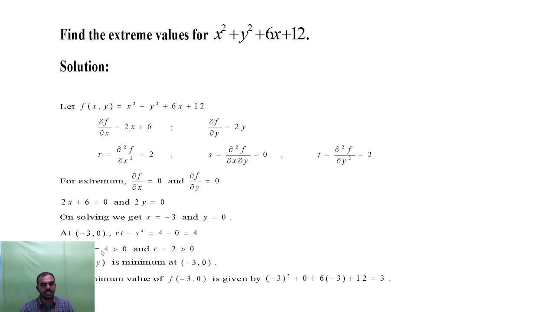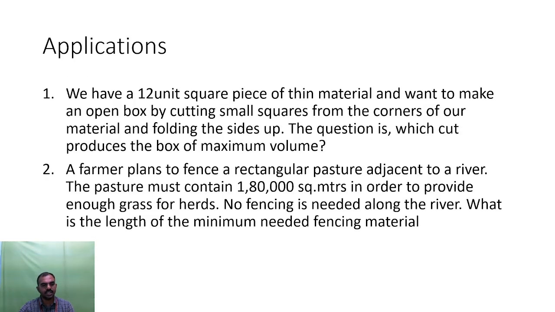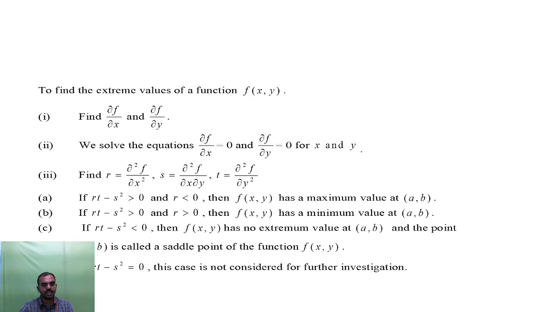So 4 is positive, that value is greater than 0. And what is the r value? 2 is also greater than 0. So what is our condition? We see the condition.